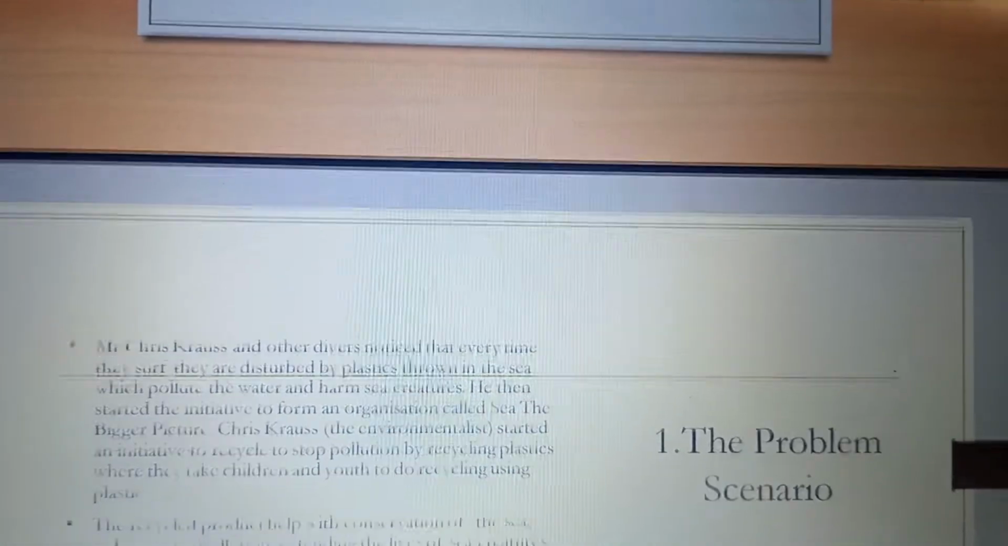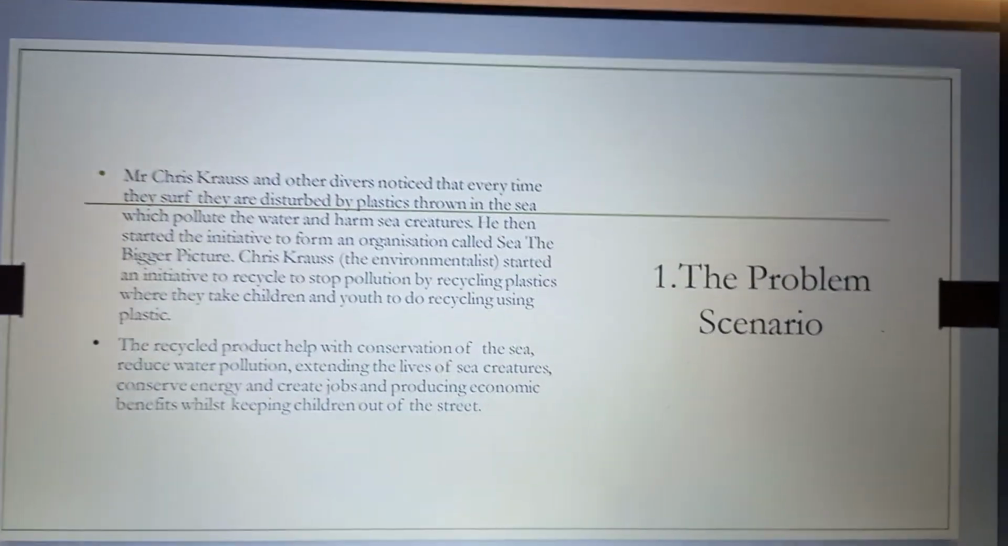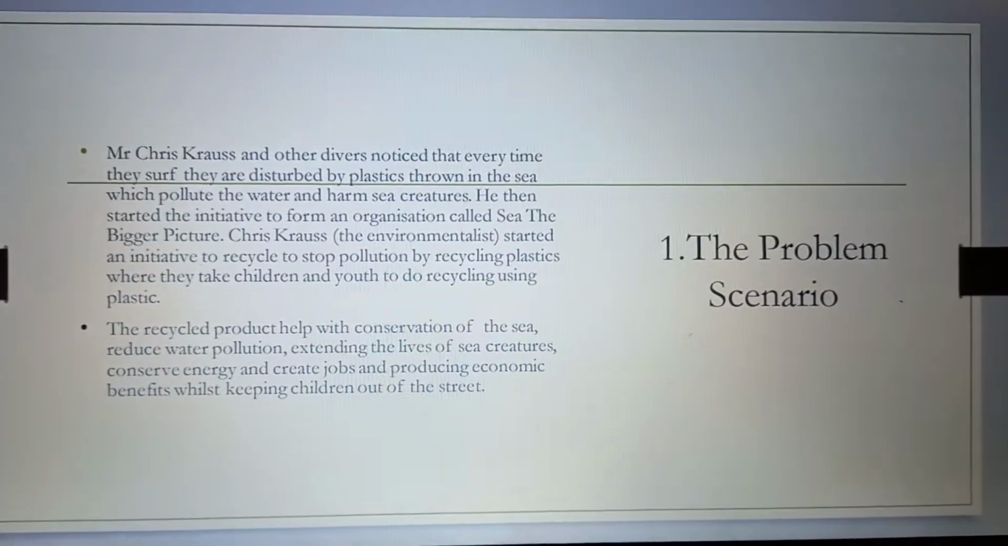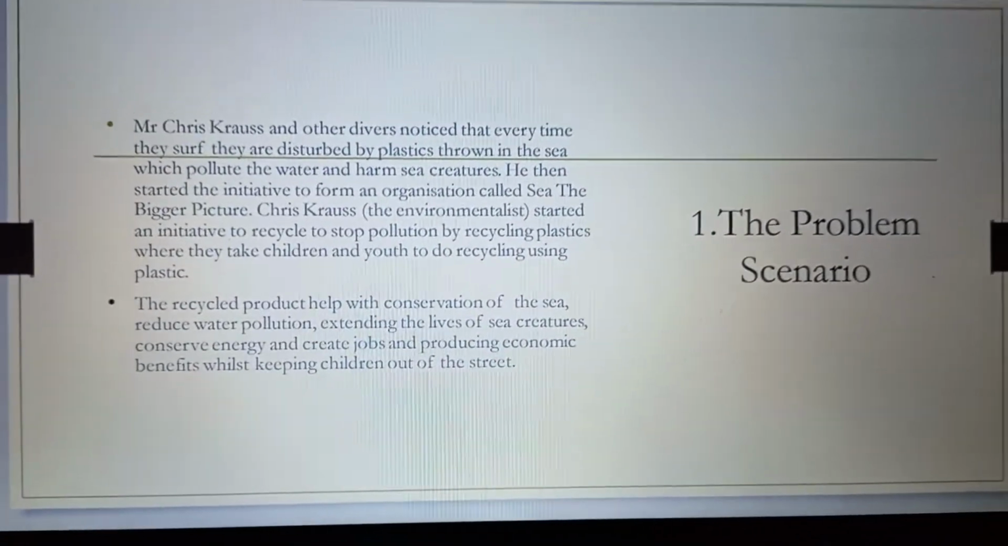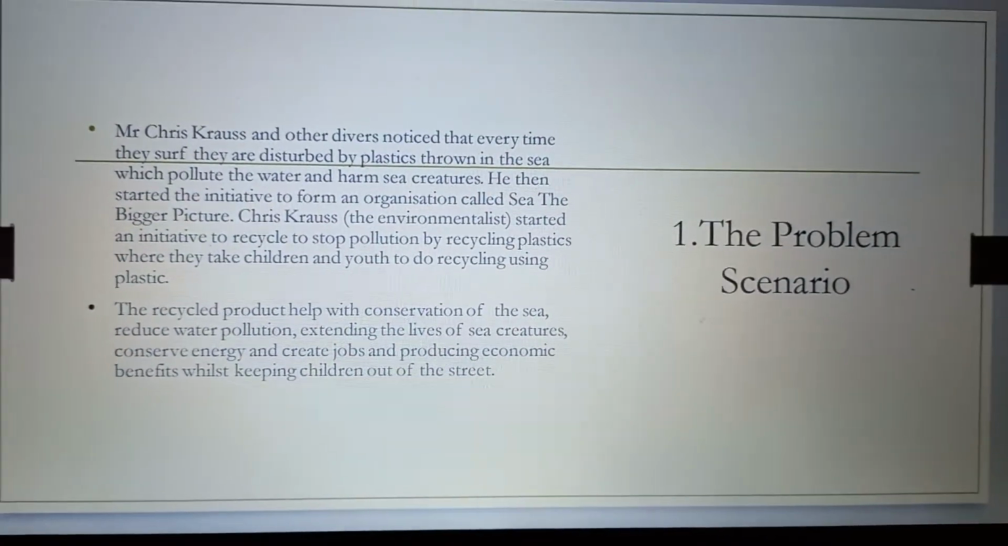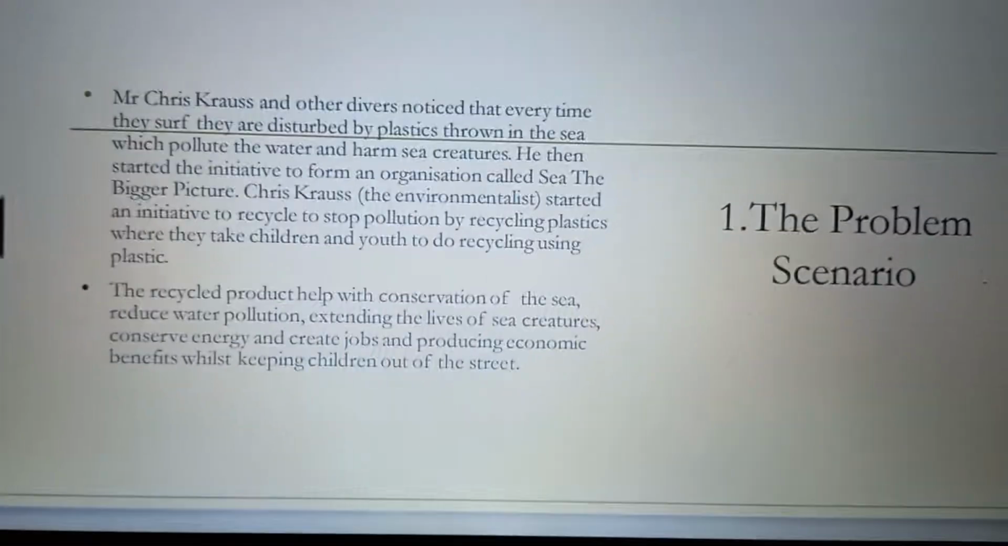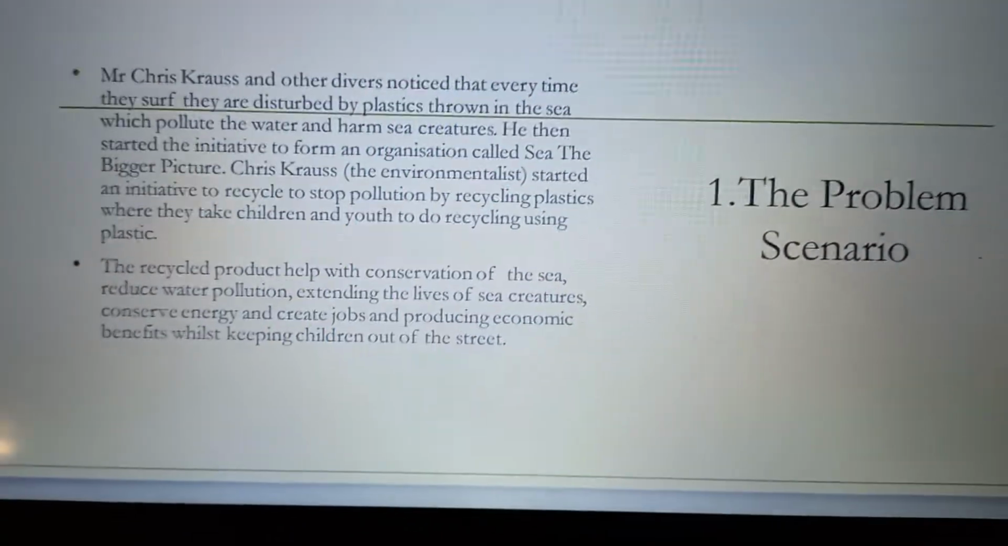So I've decided to make my problem scenario. I decided to speak about Mr. Chris Kraus. I'm very impressed with this guy. He's in Cape Town. He's already doing the recycling, the real recycling organization.